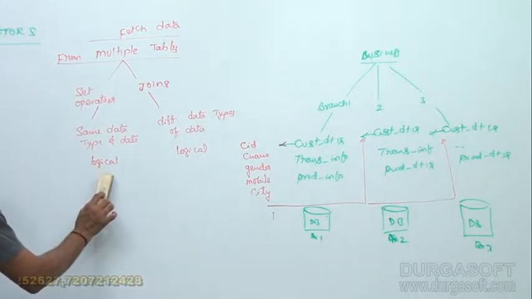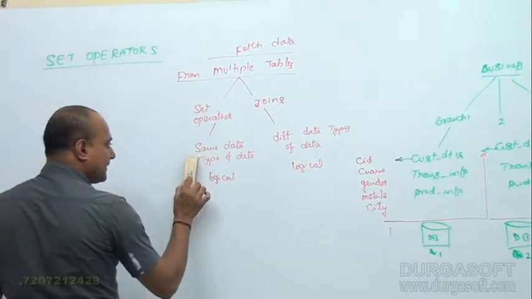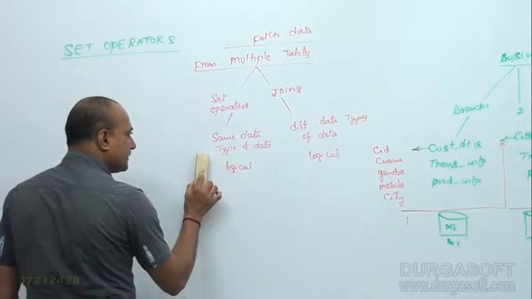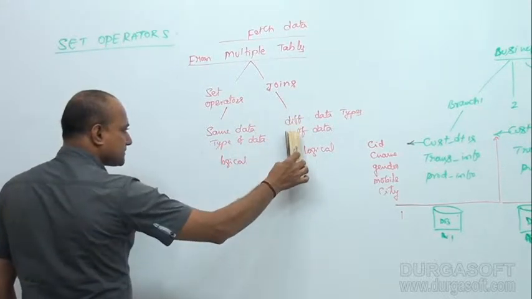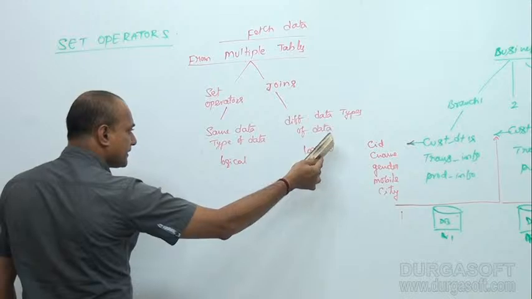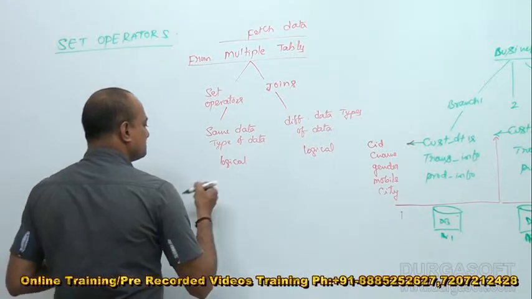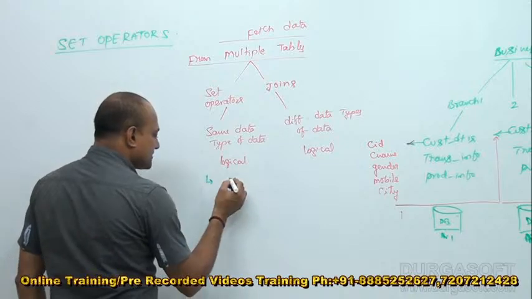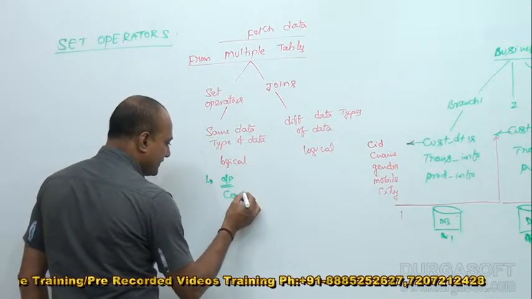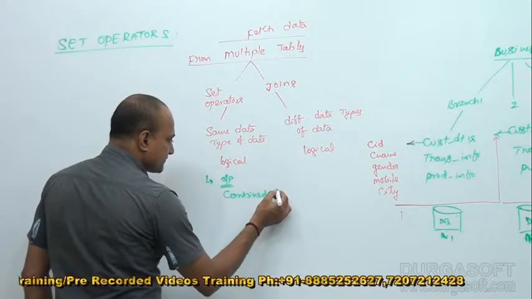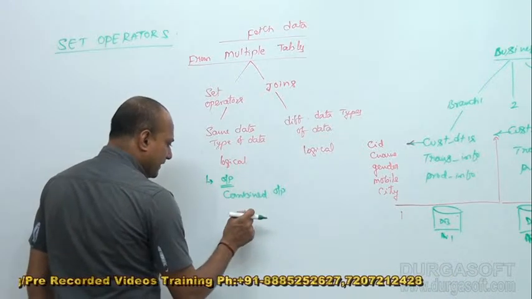So right now we are discussing set operators. Set operators are used to display the same data type of data from multiple tables, and joins are used to display different data types of data from multiple tables. We can also use another term: by using set operators, you get some output that is called combined output. So how will the output be combined?